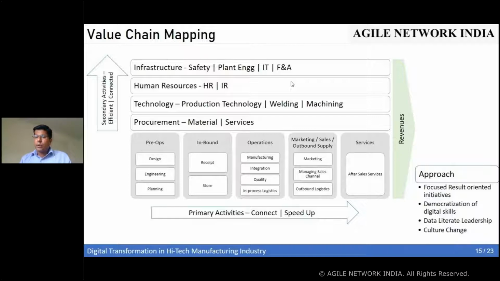Our approach has been focused and result-oriented initiatives. We take small initiatives mostly. Democratization of digital skills: we have trained people, and I think I have a slide on that. Data literate leadership: you cannot drive a transformation without your leadership knowing what digitalization is. And culture change, which forms the base of any type of change initiative like a transformation.